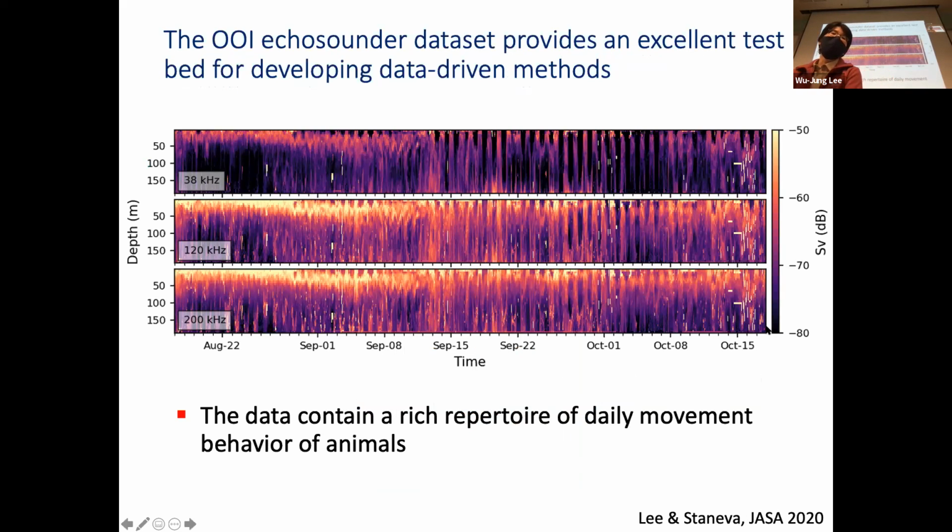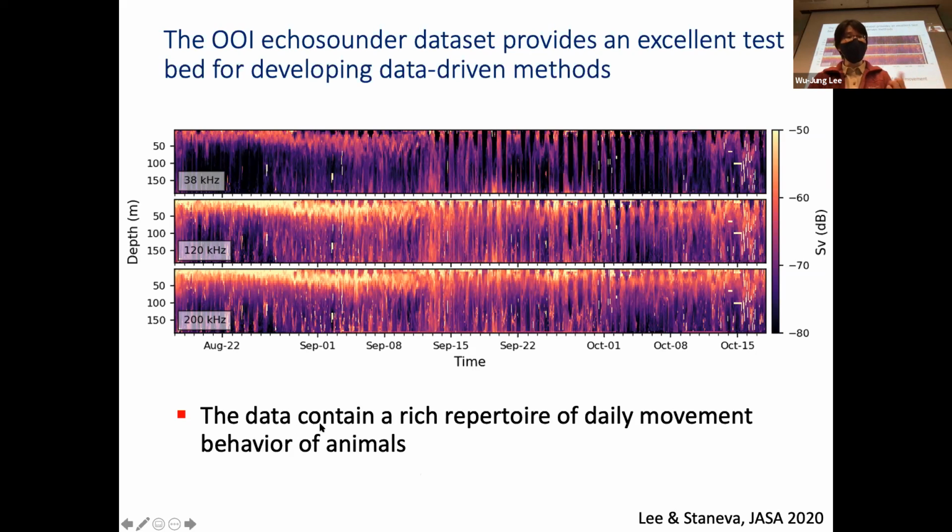So our view is that we can use the OOI echosounder dataset because it's big and pretty reliable and continuous to develop data-driven methods to look at larger time scales and grab patterns out of it, right? So here I'm showing you again a set of 3 different frequency echosounder data streams. Again, the vertical axis is depth, the horizontal axis is time, and now you're looking at 62 days of data in the fall of 2015.